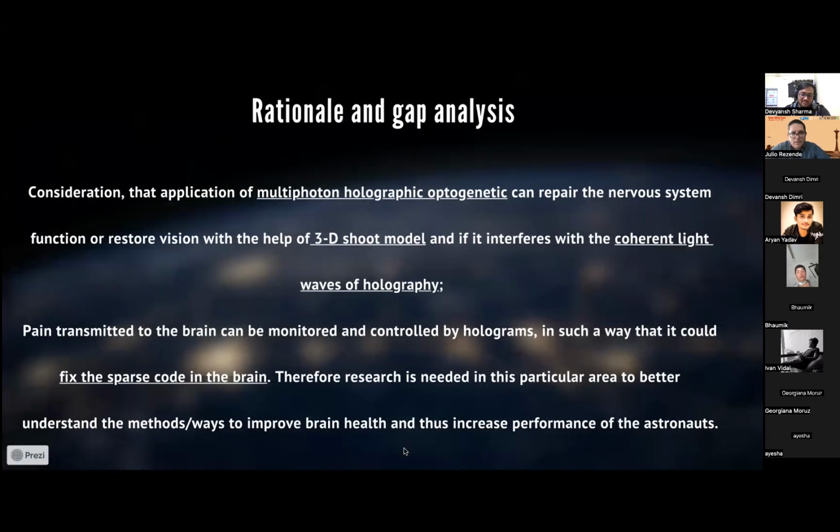Regarding the rationale and gap analysis, we consider that the application of multiphoton holographic optogenetics can repair the nervous system function or can also restore vision with the help of a 3D model, and if it interferes with the coherent light waves of holography. Then the pain that is transmitted to the brain can also be monitored and controlled by holograms in such a way that it could fix the sparse code in the brain, and therefore research is needed in this particular area to better understand the ways that can improve brain health and thus also increase the performance of the astronauts.